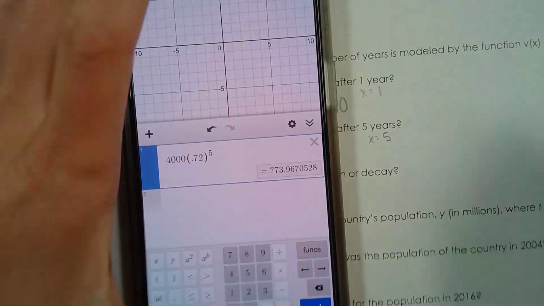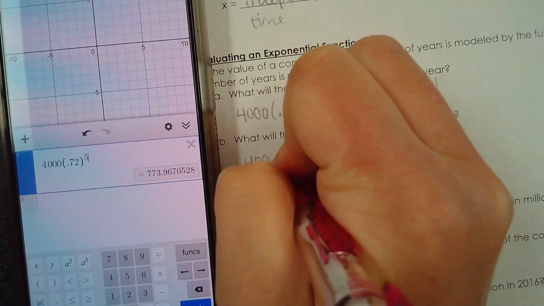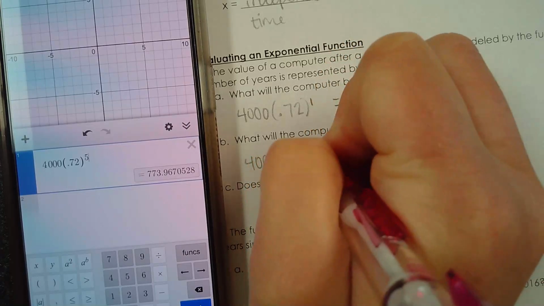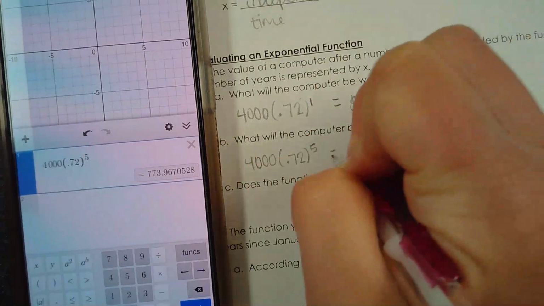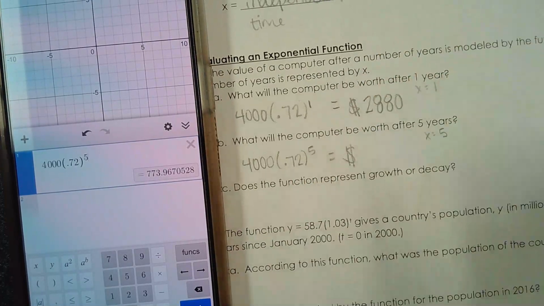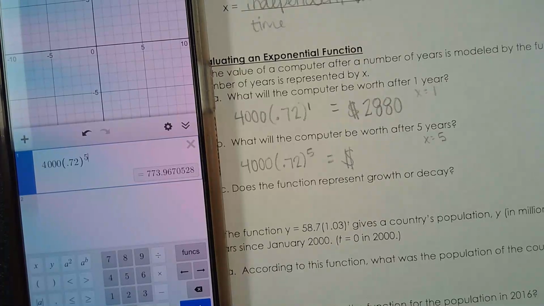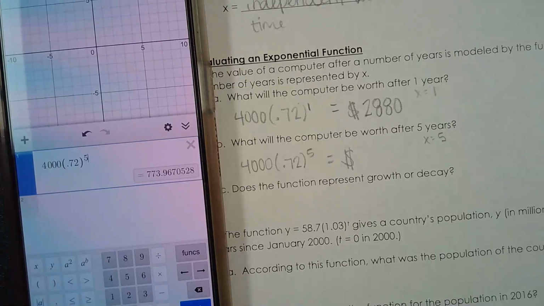A 5. So now this time we've got a lot of decimals. I'm going to write out again what we typed in just so that we have it: 4,000 times 0.72 to the 5 equals. It's talking about money still, correct? How do we normally round money? How many numbers are after the decimal? 2, like cents, so to the hundredths. So we know it's going to be 773 point. We're looking at the second number after the decimal, and it's a 6. So what's behind that? 7. What does that 7 tell the 6 to do? Go up. So it's going to be 0.97.